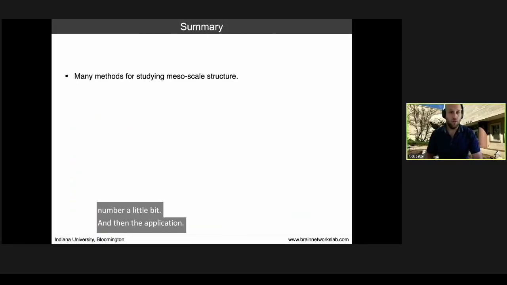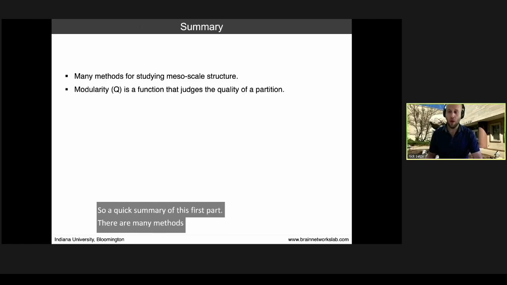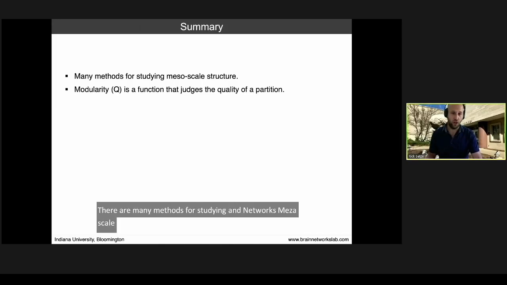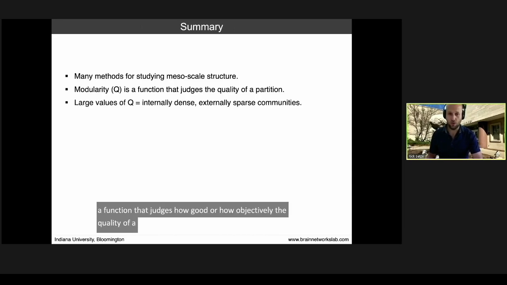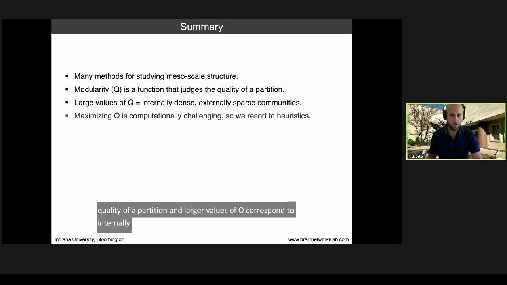So a quick summary of this first part. There are many methods for studying a network's mesoscale structure. We focused on this modularity function Q. It's a function that judges the quality of a partition, and larger values of Q correspond to internally dense and externally sparse communities. Maximizing Q directly is computationally challenging, so we'll never get the best solution. So we resort to heuristics like the Louvain algorithm.